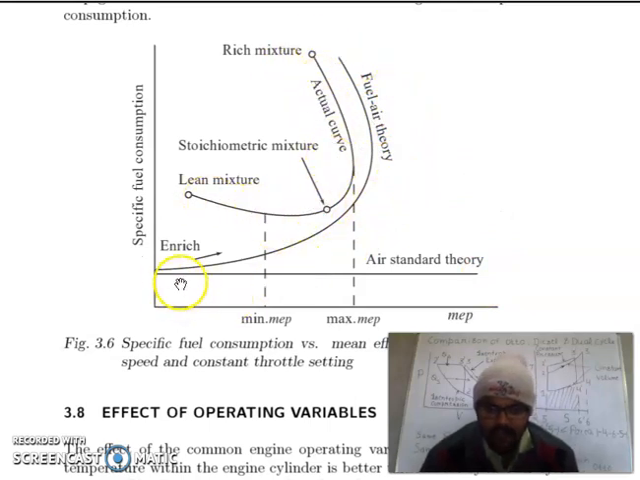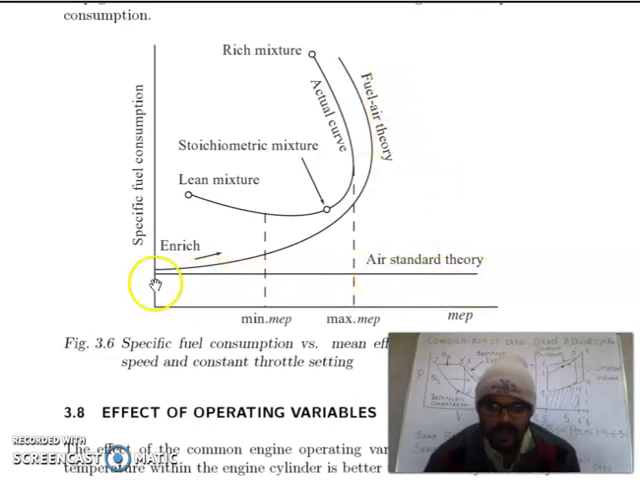For air standard theory we don't have any fuel, we have only air. If we have only air, it means the mean effective pressure throughout the cylinder will be the same, because the amount of pressure produced in the cylinder throughout will be the same. Whatever the mean effective pressure, the specific fuel consumption will be fixed. This is the curve for air standard theory.